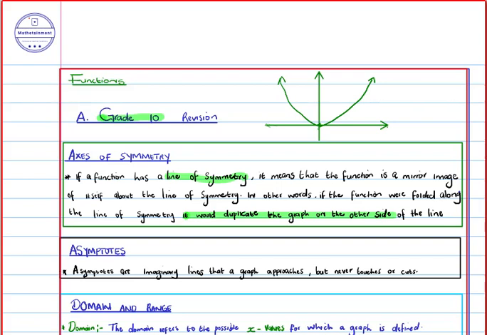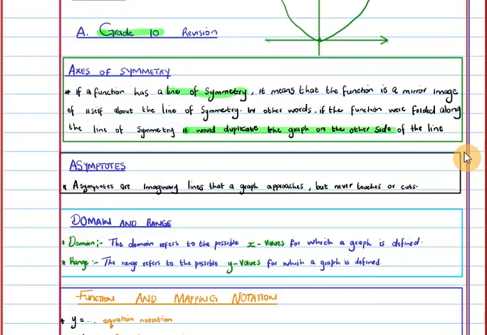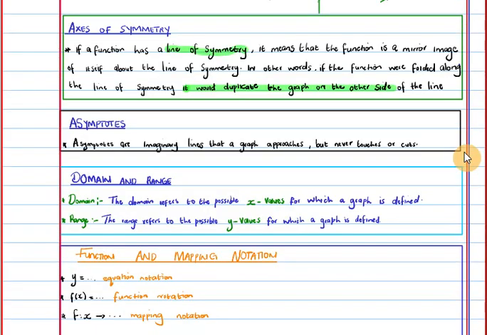Moving forward, we have the term asymptote. Asymptotes are imaginary lines that a graph approaches but never touches or cuts. What does that mean? We call a line an asymptote if the graph is approaching that line but never cuts it. If it doesn't touch it and doesn't cut it, we call that line a line of asymptote.